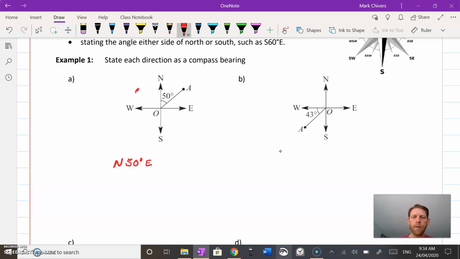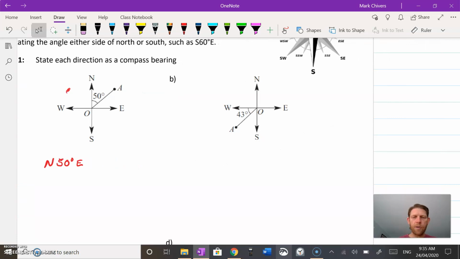For the next question, we've got this angle down here. Importantly, we don't really want that angle. What we need is this angle here, because for compass bearings we can't start at east or west, we've got to start at south. If it's 90 degrees between west and south, then the angle we're interested in is going to be 90 minus 43.